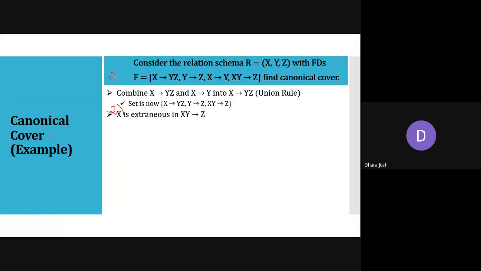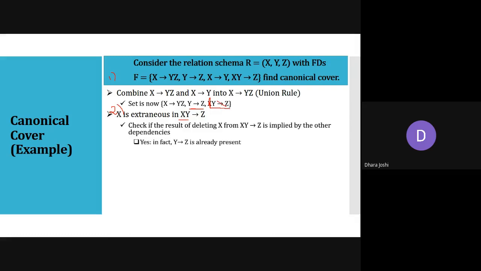After that, if we look at this, XY derives Z. Here X is an extraneous attribute, an extra attribute. So we can remove it, because only with the value of Y we can derive Z. Here it says that if I have both the values X and Y, only then can I derive the value of Z. So X is an extra attribute, so remove it. If we remove the value of X, then these two dependencies are duplicates of each other. So we can remove any one of them.